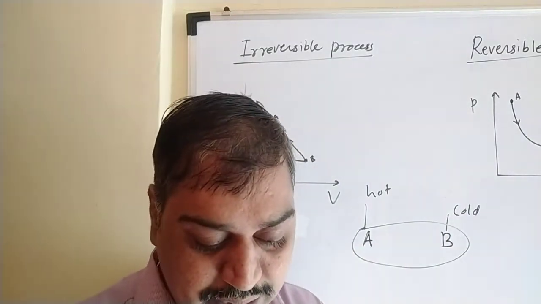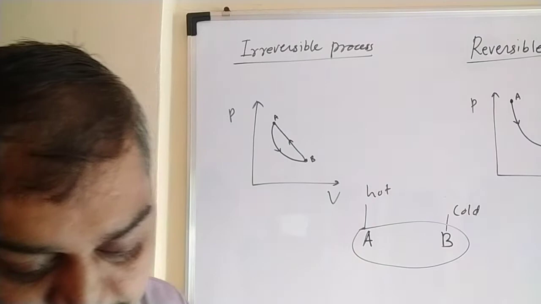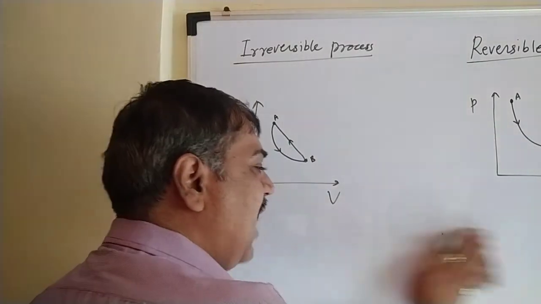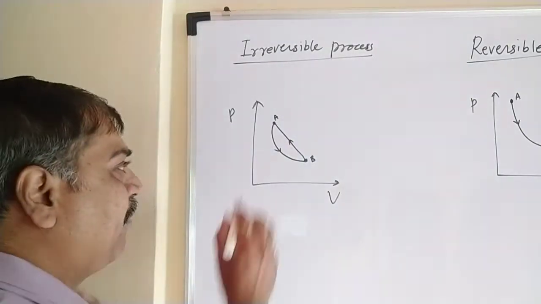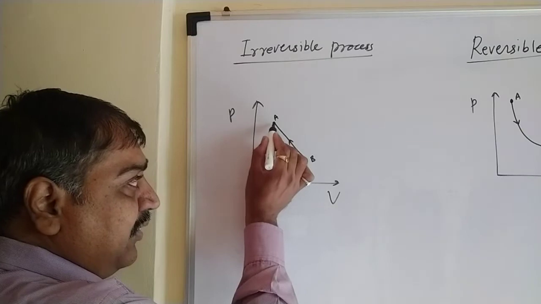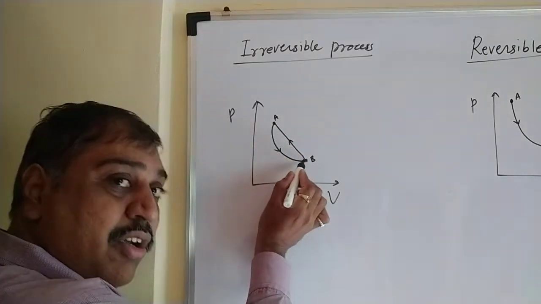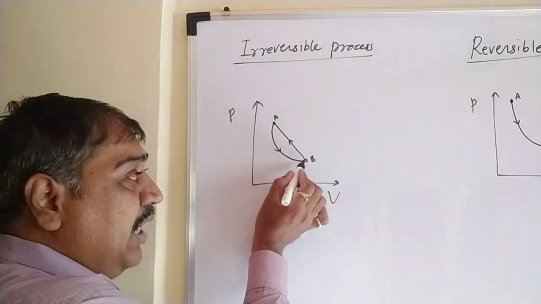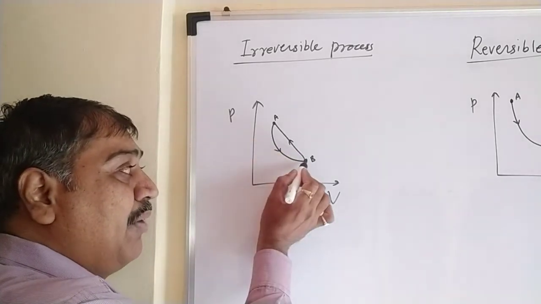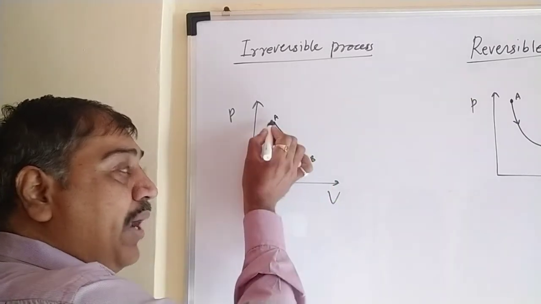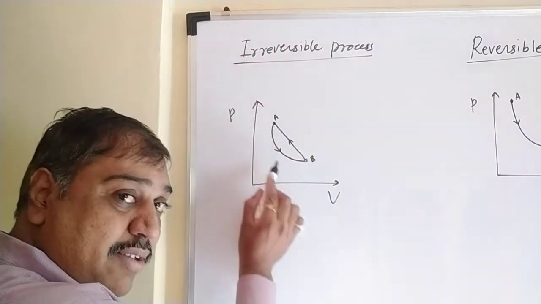Apart from this, if you draw the PV diagram for this, it shows the system moving from A to B. This is the first path, the forward direction. When the same thing is reversed, it can't follow the same path. It will follow a different path. B to A, this is the path; A to B, this is a curved path.